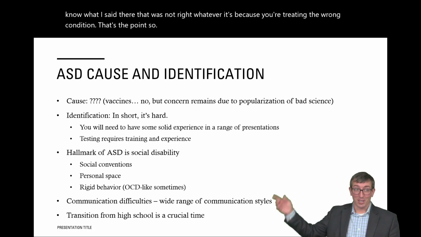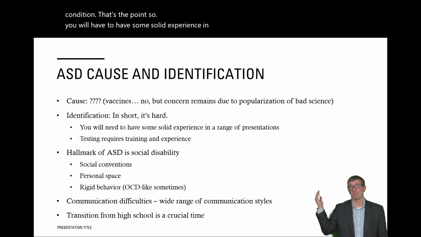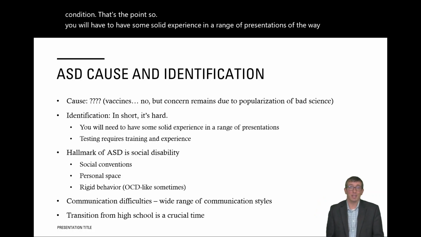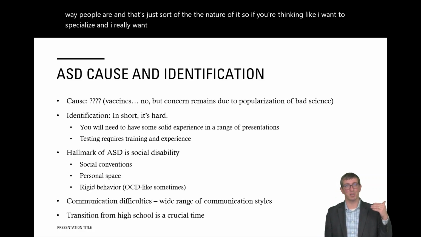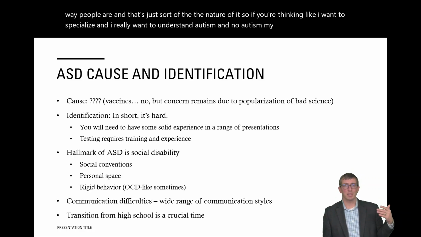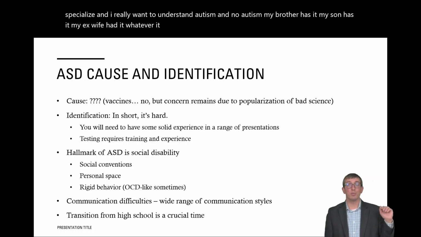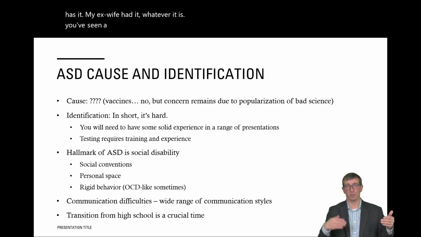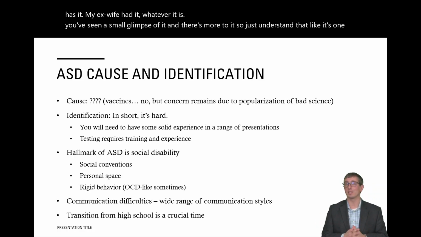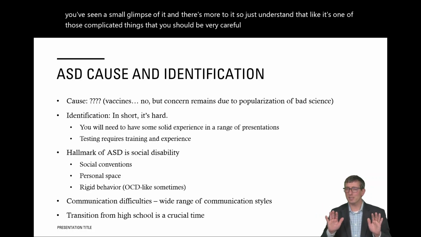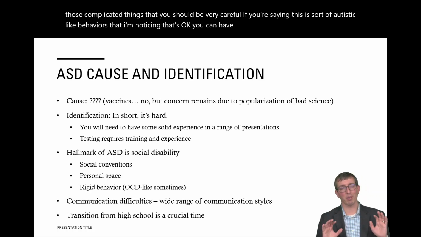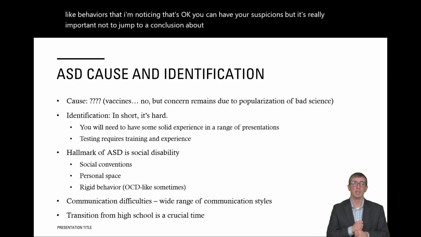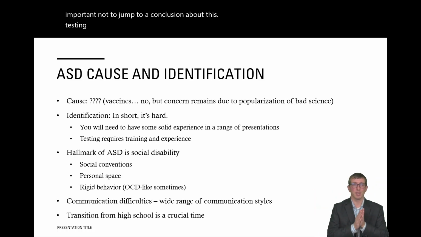So you will have to have some solid experience in a range of presentations of the way people are, and that's just the nature of it. If you're thinking, I want to specialize and really understand autism, my brother has it, my son has it, my ex-wife had it, whatever it is, you've seen a small glimpse of it, and there's more to it. So be very careful if you're saying, this is sort of autistic-like behavior that I'm noticing. That's okay, you can have your suspicions, but it's really important not to jump to a conclusion about this. Testing requires training and experience, obviously.